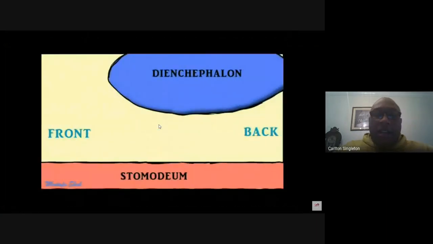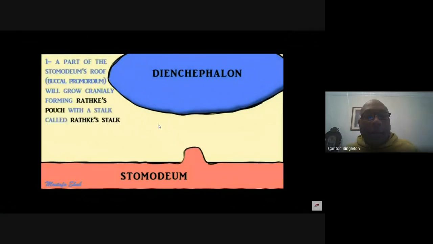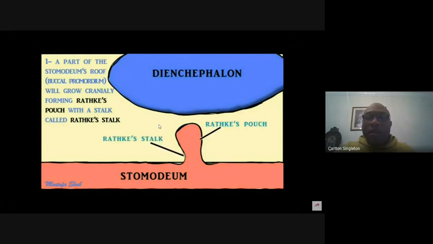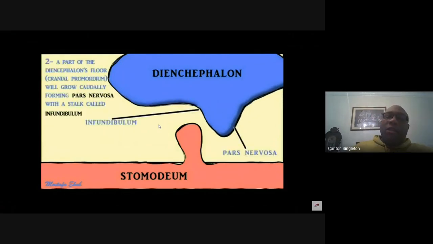So if you see here, here's the diencephalon, and here's the stomodeum, which is basically the roof of the mouth, okay? So you see there's a growth upwards. That's called Rathke's pouch that grows up from the mouth, okay? And then there's a growth downward from the diencephalon. That's going to be the posterior pituitary here, okay? So this is called the pars nervosa, okay?